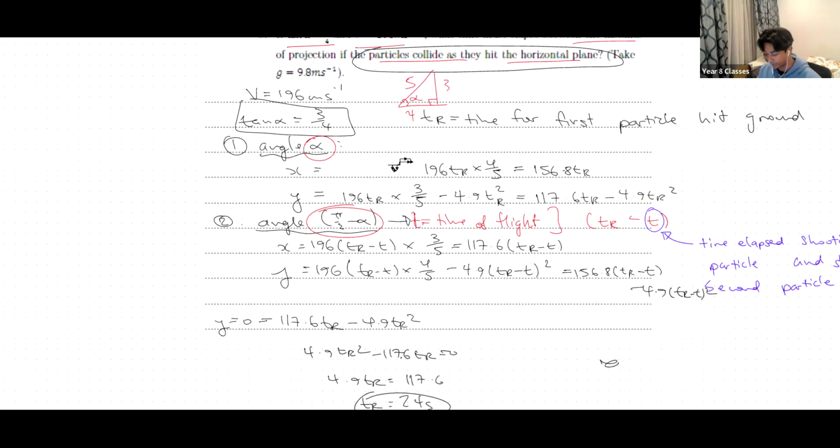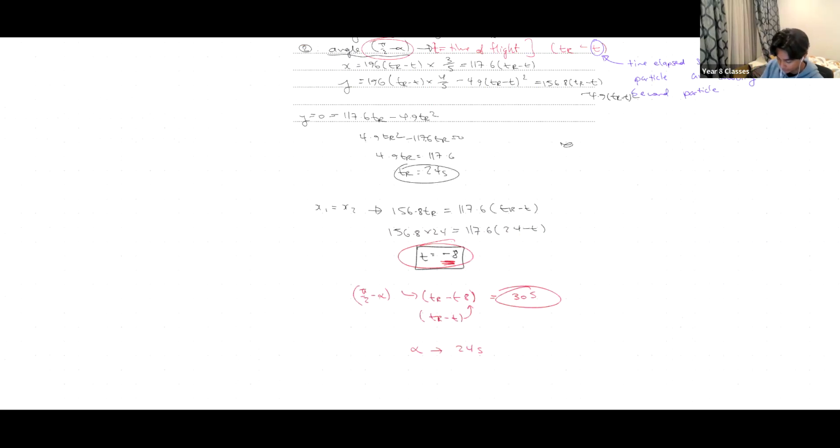So it's perfectly valid to have the -8 seconds. All you say is the pi/2 minus alpha particle was shot first, and 8 seconds elapsed before the second shot. Okay. All right, cool.